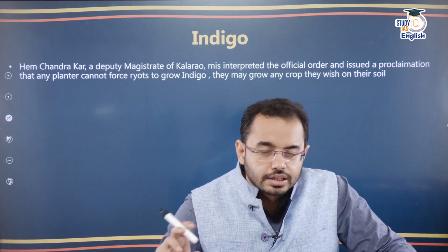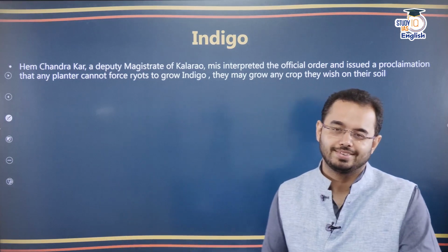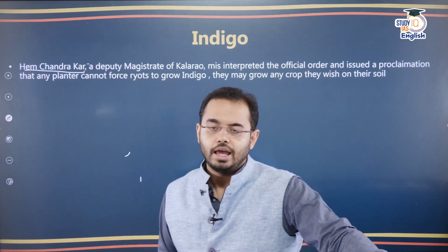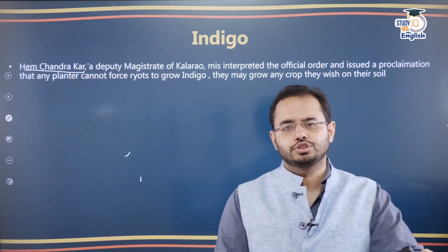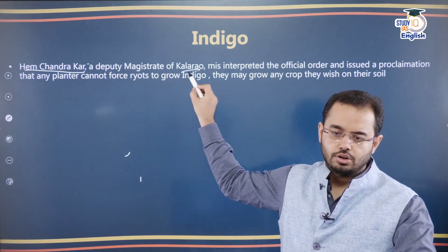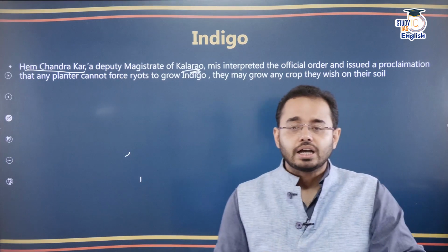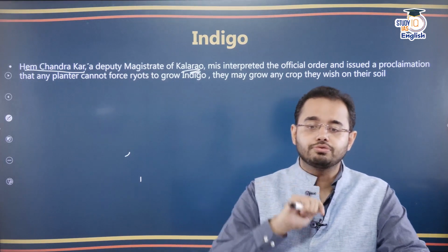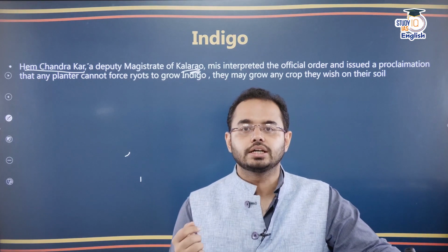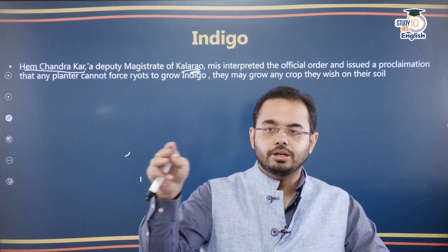Now, the revolt started with a misreading by an Indian deputy magistrate. It's very interesting to know that there was an Indian deputy magistrate known as Hem Chandra Kar. And Hem Chandra Kar misread an official letter, saying that from now onwards, he was the magistrate of a place called Kalarao, deputy magistrate. And he said that from now onwards, Indian ryots will not be forced to grow indigo. They may grow any crop that they desire in their fields, and no planter or whomsoever can come and force them.